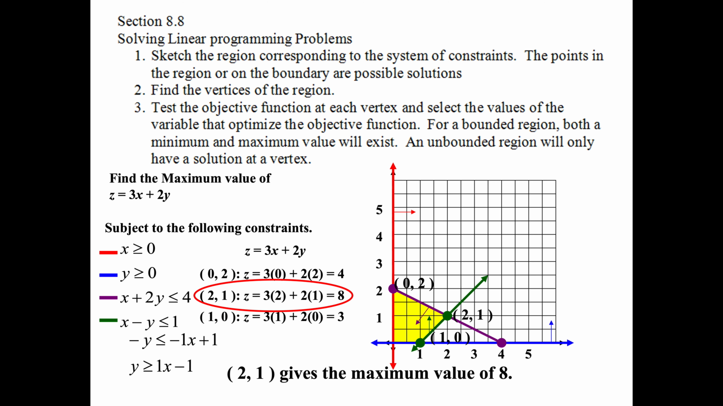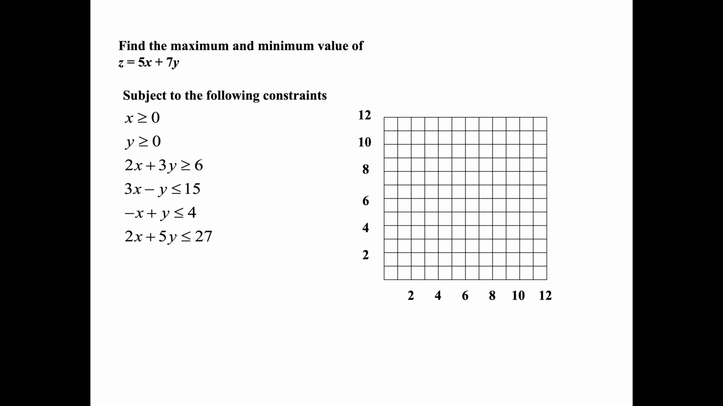All right. Okay, so here, they give us an objective function that we want to find the max and the min value of. So again, x greater than or equal to 0, that's quadrant 1, so we're there, shading out. I'm not going to use any special colors. 2x plus 3y greater than or equal to 6, find your intercepts.